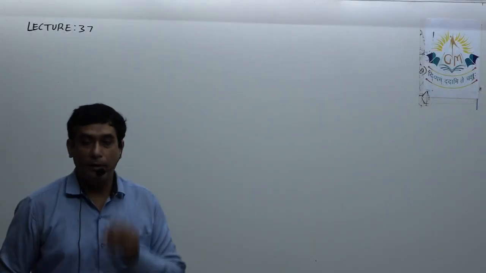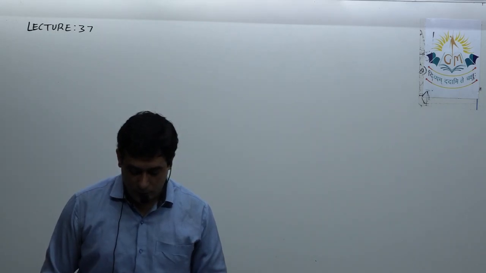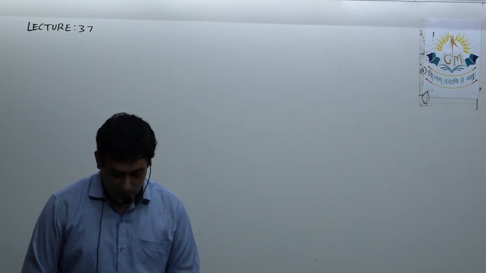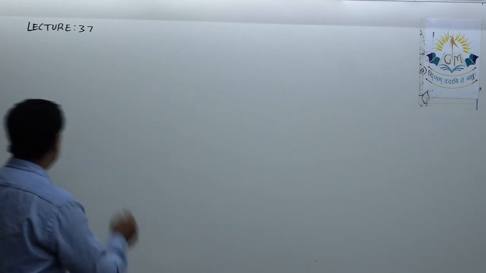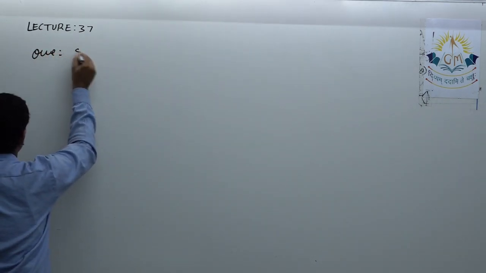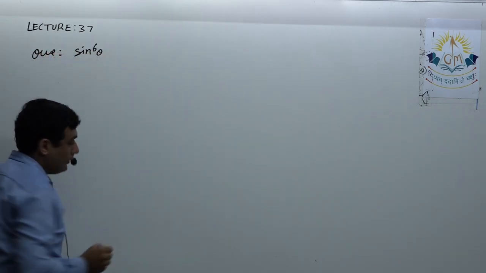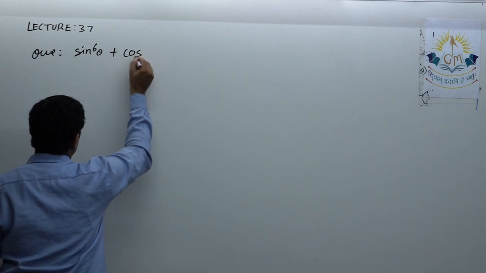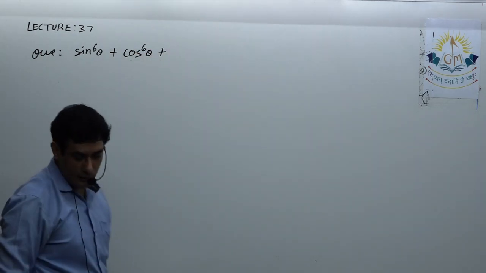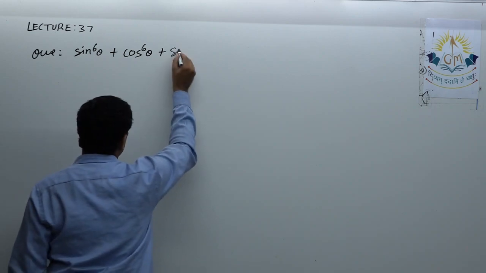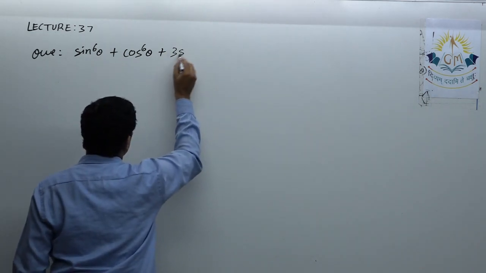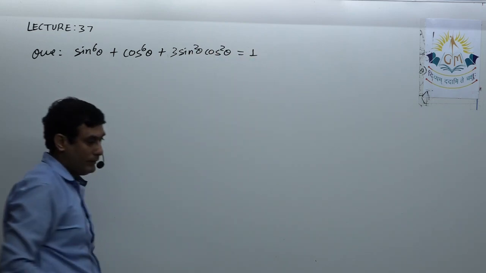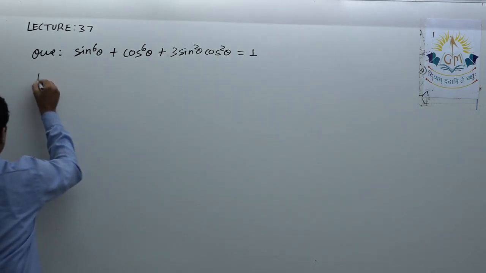Hello friends. Now in this lecture we'll see some more questions based on proving the identity, some extra questions. So here is the very first question. We have to prove sine raised to 6 theta plus cos raised to 6 theta plus 3 cos square theta sine square theta is equal to 1. Okay, so we'll start with the left hand side.